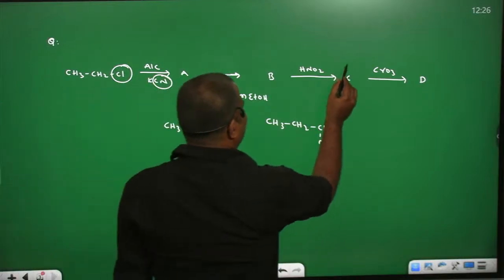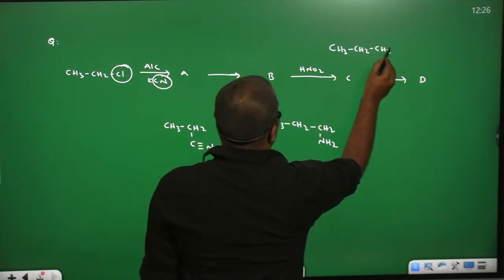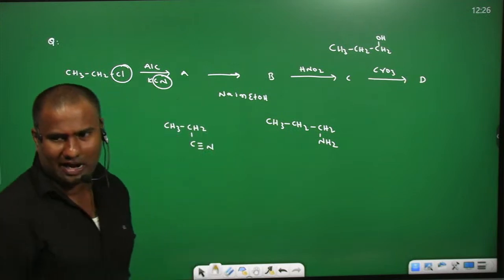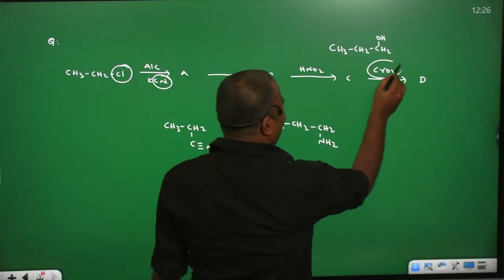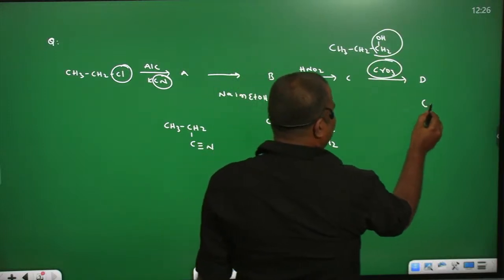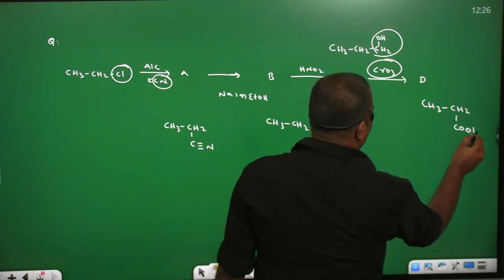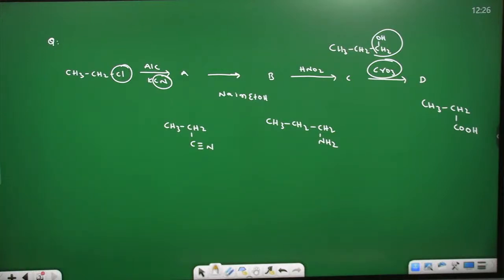So C is CH3CH2CH2, and in place of NH2 you can write OH. On chromic acid, what will happen? Primary alcohols turn into carboxylic acids, that is CH3CH2COOH. Okay, write it down.